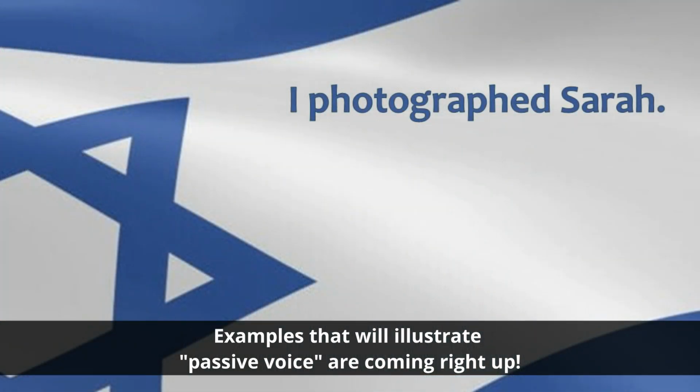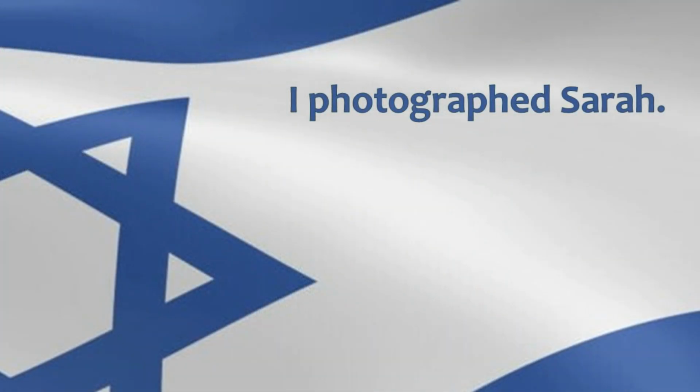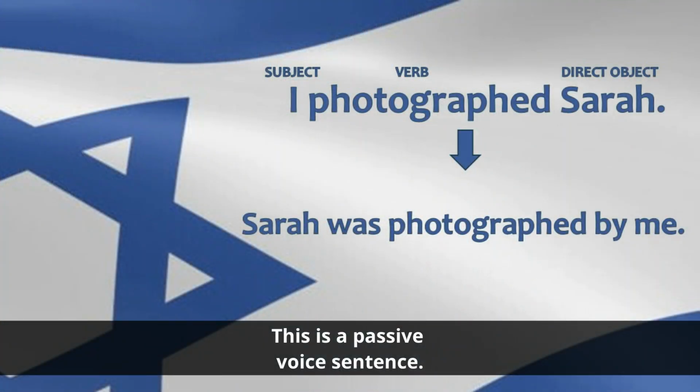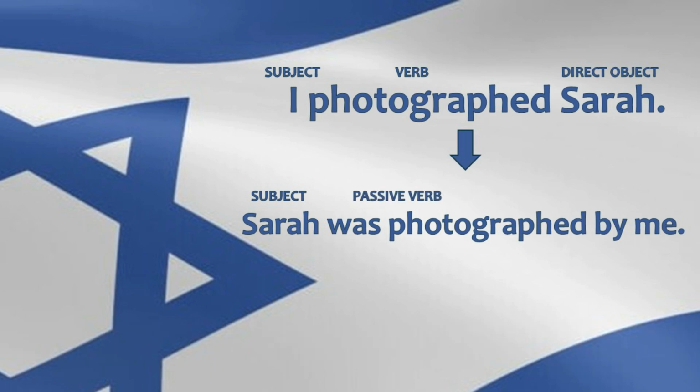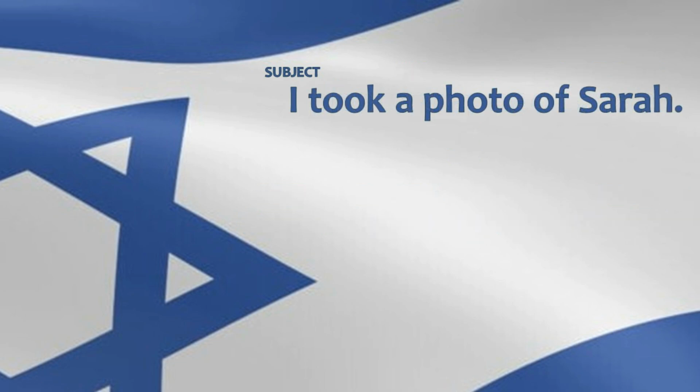So let me give you this example. If I say, I photographed Sarah, I is the subject, photographed is the verb, and Sarah is the direct object. So I can change around this sentence to say that Sarah was photographed by me. It changes the focus of the sentence, but you can see that the same action is being described in both sentences. Now look at this sentence. I took a photo of Sarah. It is basically saying the same thing, right?